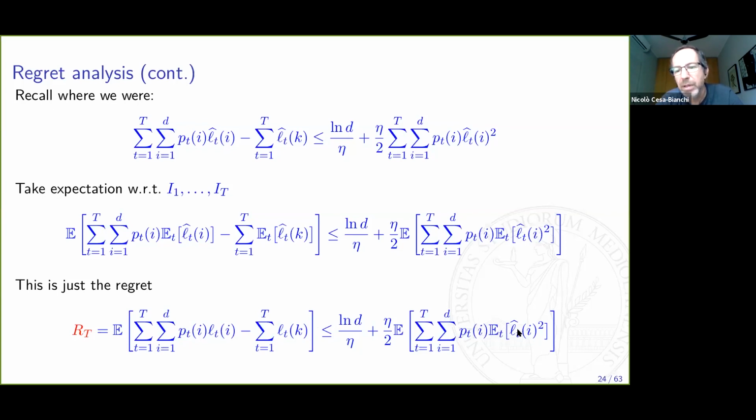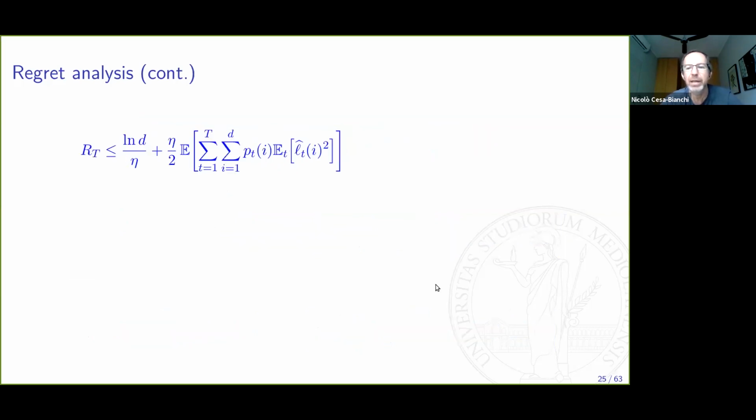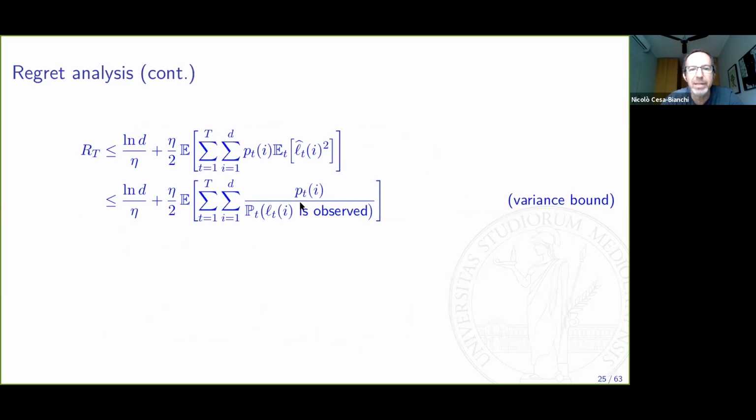So all that is left is to control the variance of our estimates. And remember, the variance is just the variance induced by the internal randomization of the algorithm. There's no probability outside. Okay, so we're back here. So we want to control the variance. We compute the upper bound on the variance. You remember the upper bound on the variance was 1 divided by the probability of observing the loss. So we get something like that. We used our variance bound.